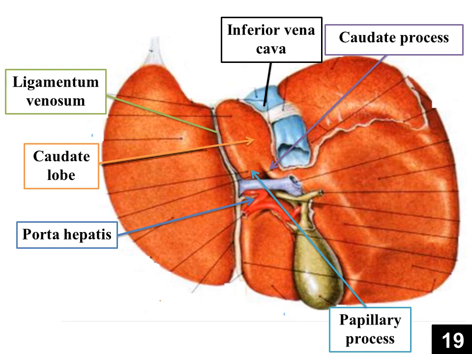So the caudate is connected inferiorly to the right lobe by the caudate process. This process lies immediately behind the porta hepatis, as you see in the diagram, where it forms the roof of the epiploic foramen. What does this process do? It forms the roof of the epiploic foramen, which connects the lesser sac with the greater sac.